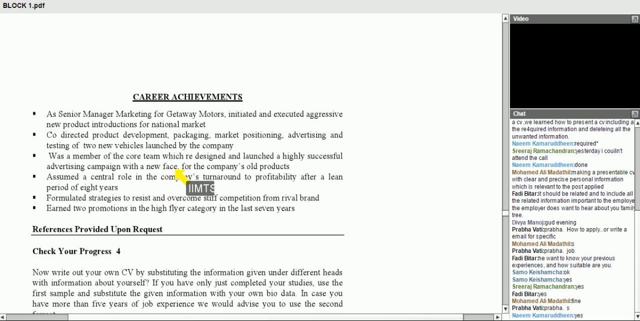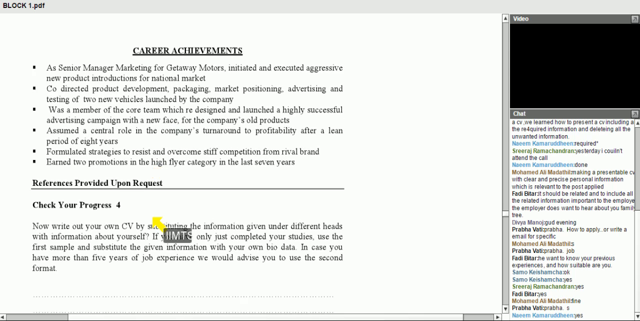Profitability after a lean period of 8 years. Formulate strategies to resist and overcome stiff competition from rival brands. Earned 2 promotions in the high flyer category in the last 7 years.